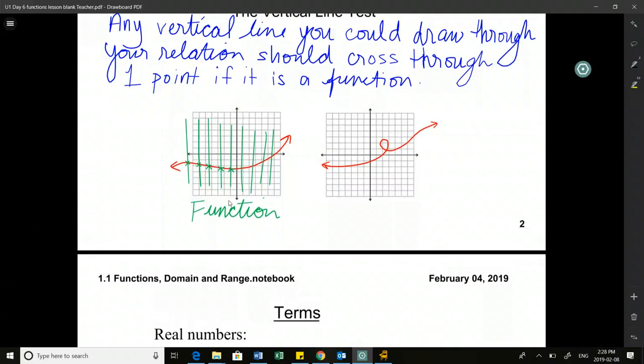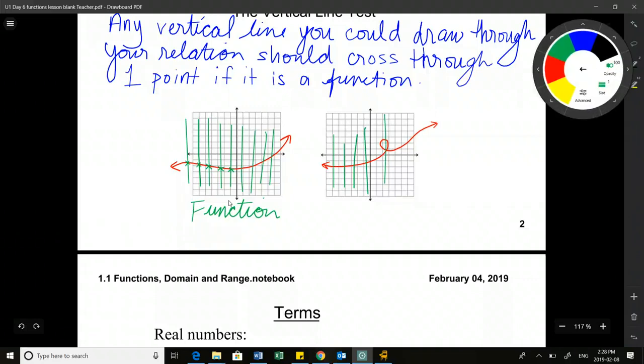Now if I look over at this second guy and I start drawing vertical lines, I've got vertical lines crossing at one point only. But what happens when I get to this little loop right here? It crosses through like 3 times here. So I've got a point crossing over here, a point crossing here, and then another point crossing there. As soon as I get a line that goes through multiple points like that, I know that this is a relation, but it's not a function.